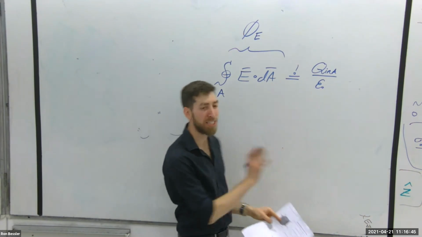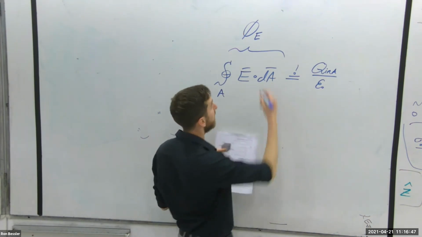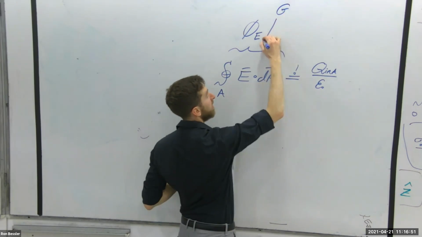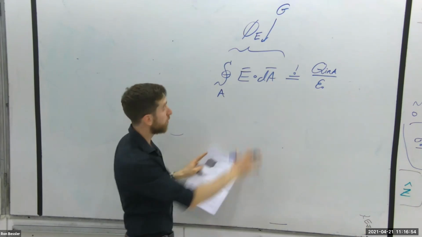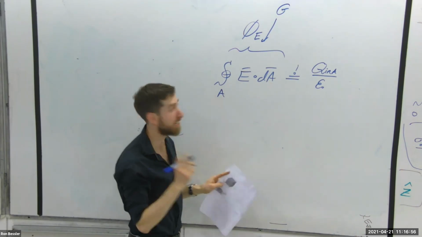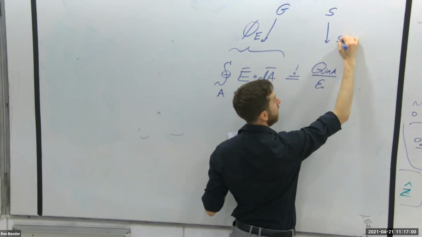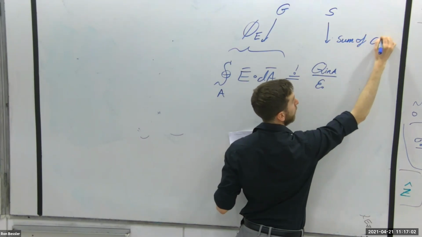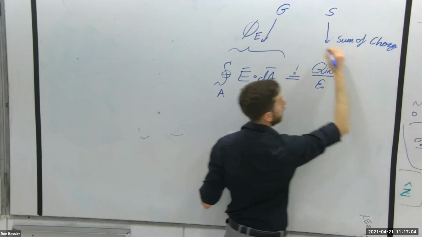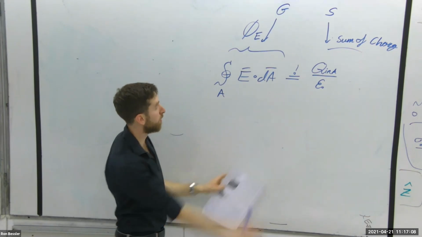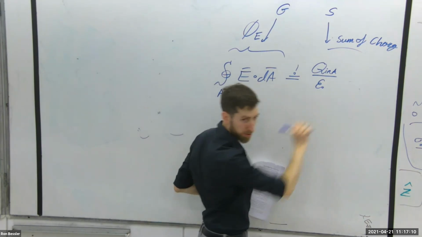How do I remember what Gauss is all about? What is the first letter of Gauss? G. And I think about it as geometry. First, I need to deal with the geometry. And what's the last letter of Gauss? S. And I think about the sum of charge. Okay? So that's what I want you to think when you're dealing with Gauss. That's what I have on the left, that's what I have on the right, okay?